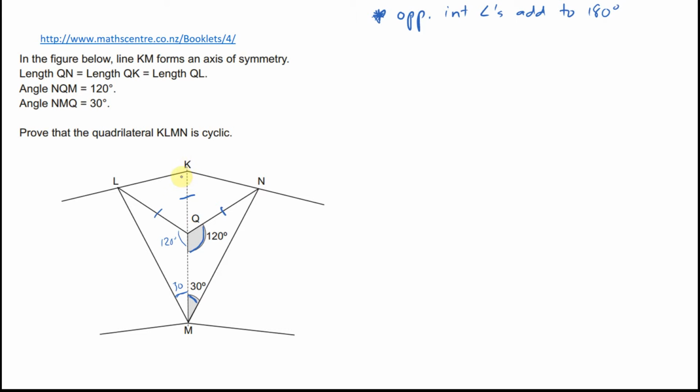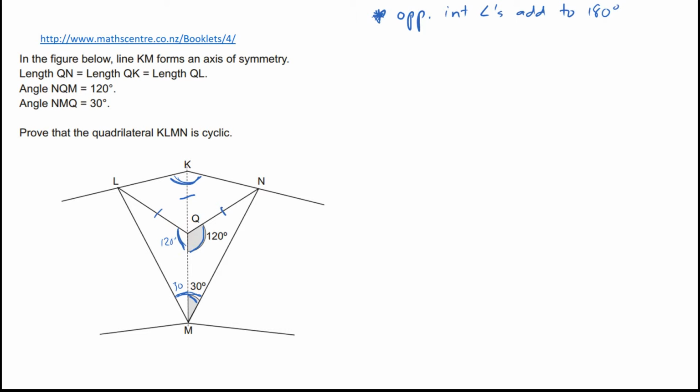If we can prove that this angle plus this angle here add to 180, then we will have proved that KLMN is indeed cyclic. So how are we going to work out what this angle is? We somehow need to use these angles around Q. We've already found out what this angle is, so let's start our proof.